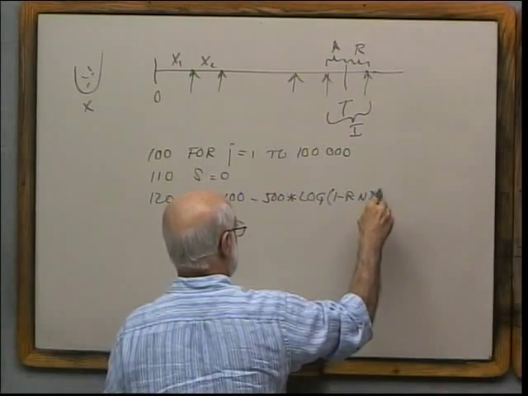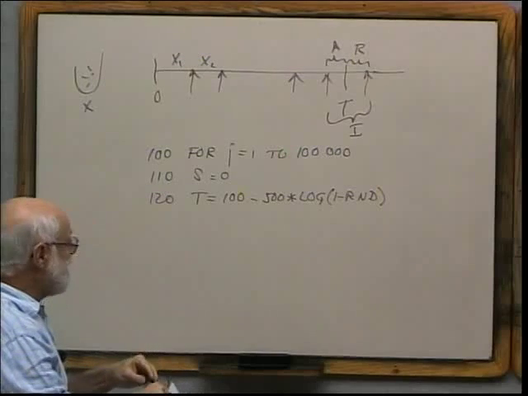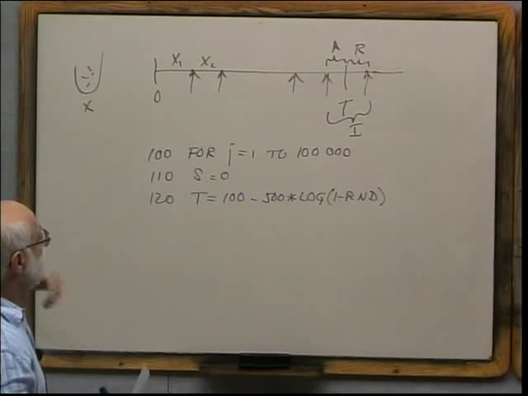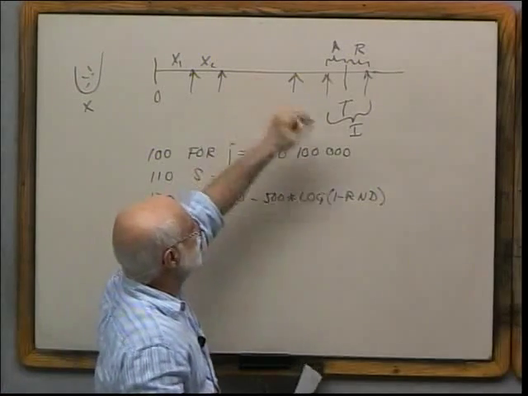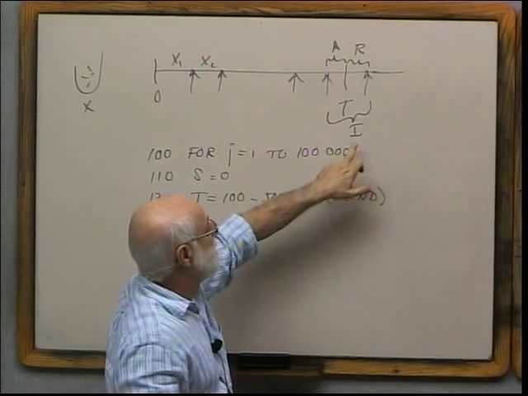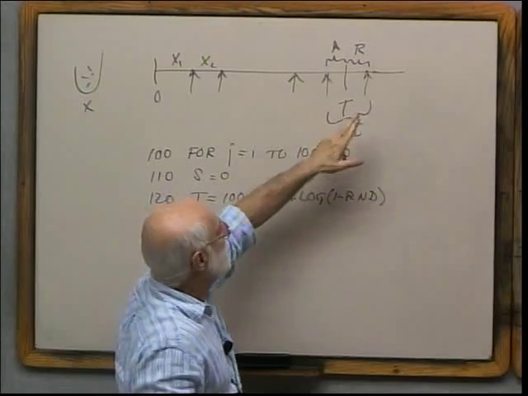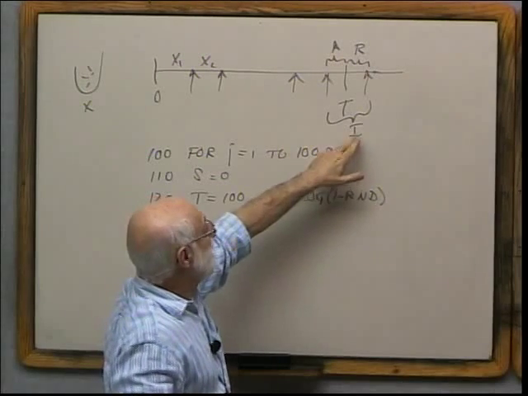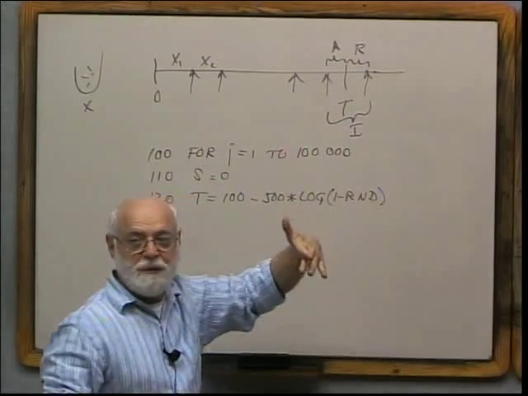So every time I'm going to do this, remember I'm going to do 100,000 times, I'm going to generate 100,000 different R's and 100,000 different T's, and 100,000 different I's. So every time I do it, I'm going to want to pick a different T. I don't want to use the same T all the time. So I'm going to pick my T at random.